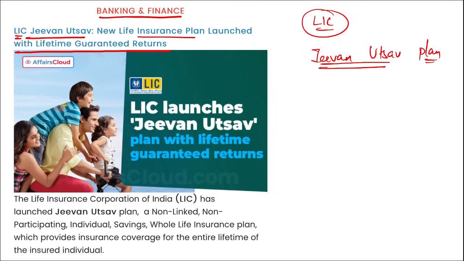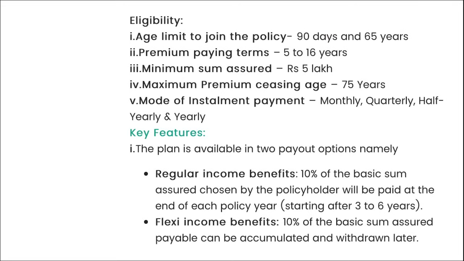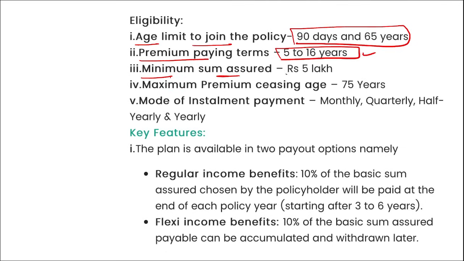Jeevan Utsav, launched by LIC. They have some eligibility criteria, right? The age limit to join the policy is from 90 days to 65 years. The premium paying term is from 5 to 16 years. The minimum sum assured will be 5 lakh rupees. The maximum premium ceasing age will be 75 years, and the mode of installment payment can be monthly, quarterly, half yearly, or yearly premium, right?